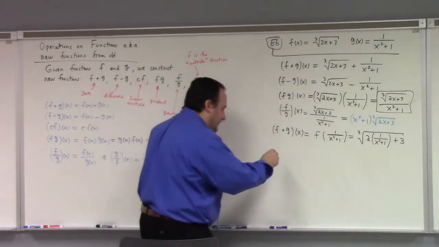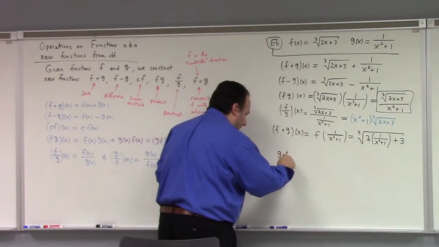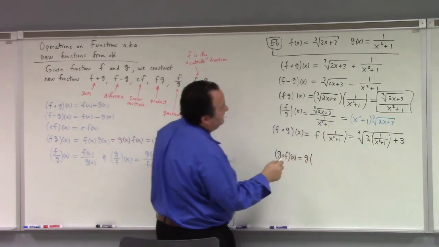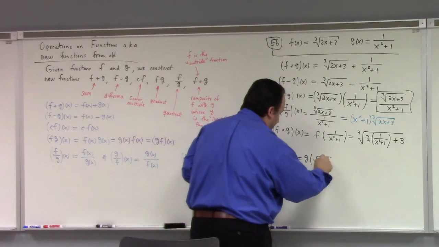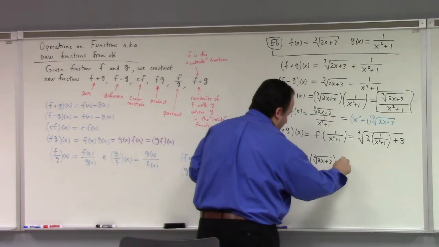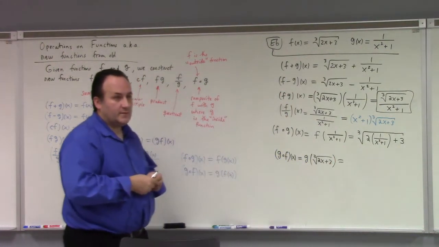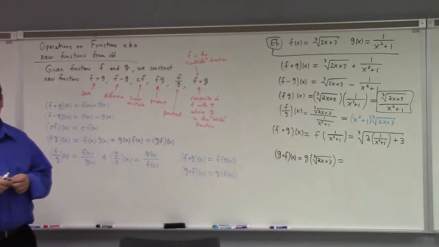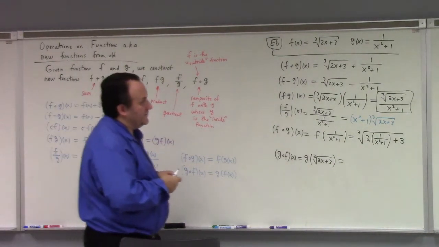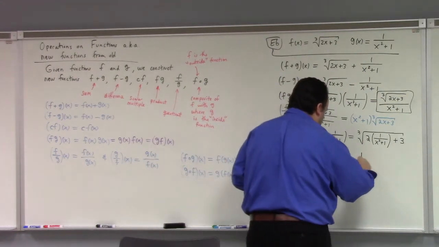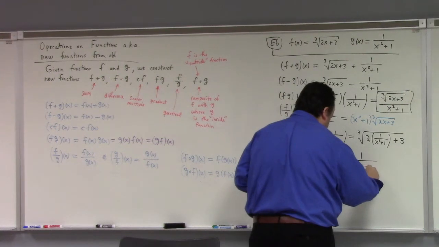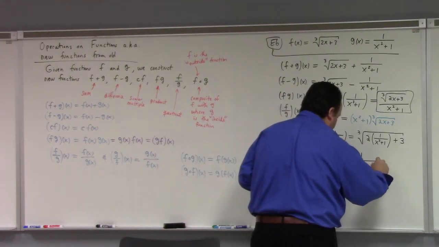On the other hand, if we do g composed with f, how's that go? That would be g of f of x. What was f of x? f of x was the cube root of 2x plus 3. How's that go? Well, we have to plug in cube root of 2x plus 3 into the formula for g. What's the formula for g? It's 1 over the input squared plus 1. 1 over the input squared, which in this case is the cube root of 2x plus 3. You square that thing, you add 1.